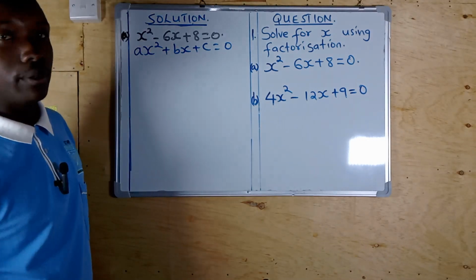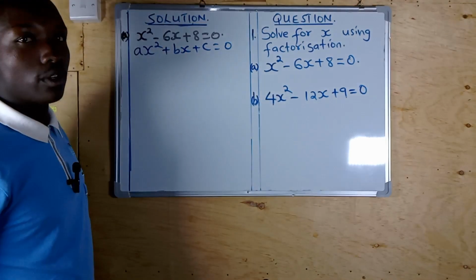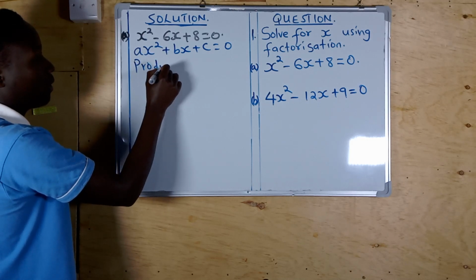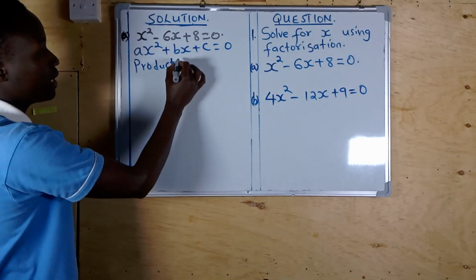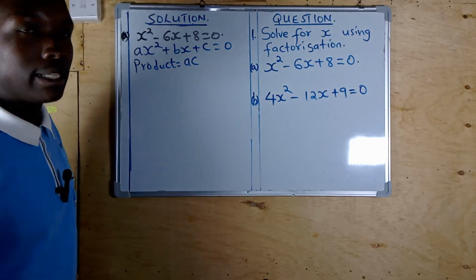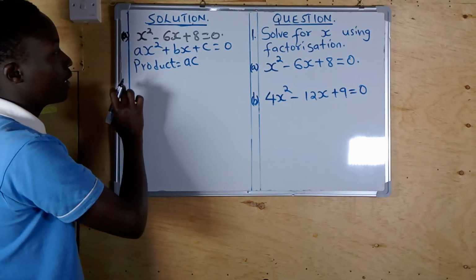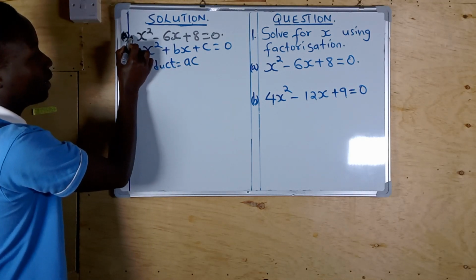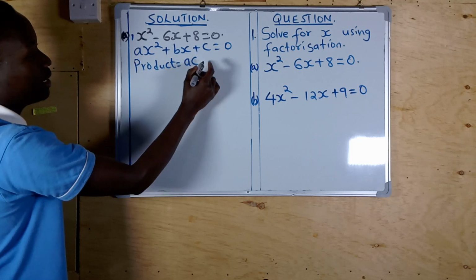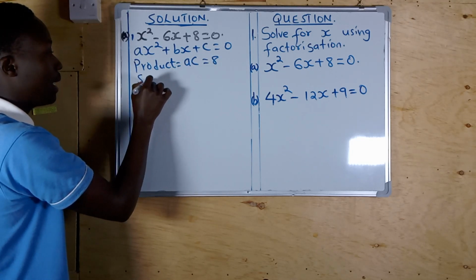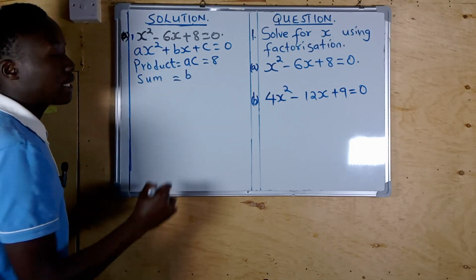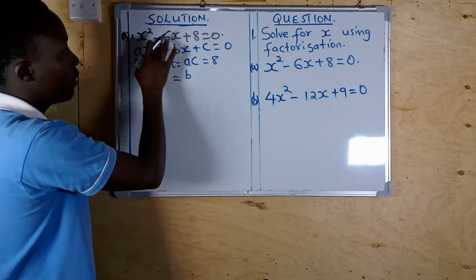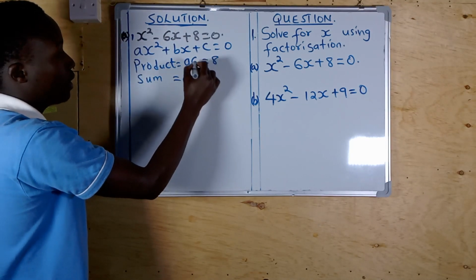So for us to solve this question using factorization, we need to find the product, and the product is always given as AC. So AC means A is the coefficient of the first term, and C is the constant. The coefficient of x squared is 1, so this is 1 times 8, which is equal to 8. Then we determine the sum, and the sum is always our B. Our B is the coefficient of the second variable, that is negative 6. So it will be negative 6.